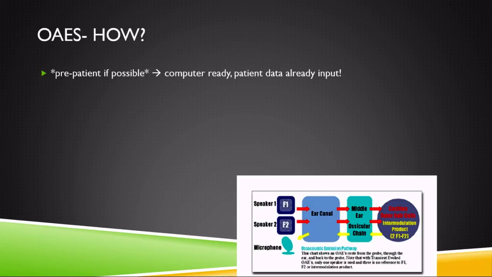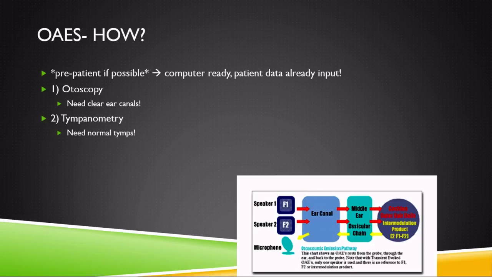The how of OAEs is pretty simple. Ideally, before the patient gets there, you're going to type in the patient data and have everything ready to go. You have to do otoscopy because you need clear ear canals, and you need to do TIMPs because you need to know what the middle ear status is, if the middle ear is normal. I put you need normal TIMPs here, and ideally you do need normal TIMPs.